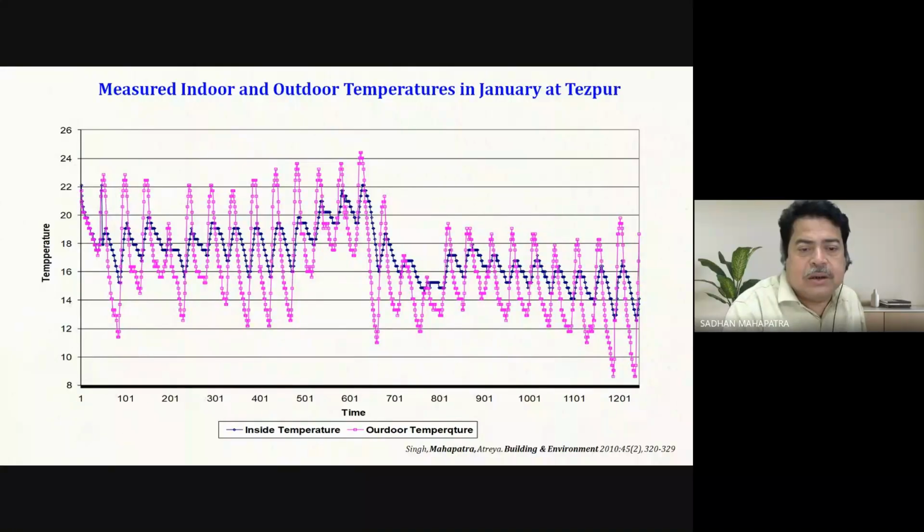This is typical data for the month of January in Tezpur. You can see the outdoor temperature and the indoor temperature variation. The pink color is the outdoor temperature and the blue color is the indoor temperature. You can see the drop. This is the maximum for a particular day. This is the maximum outdoor temperature, whereas the indoor temperature maximum is this. So there is a drop, and this is your time lag or the decrement factor. We can calculate the decrement factor.